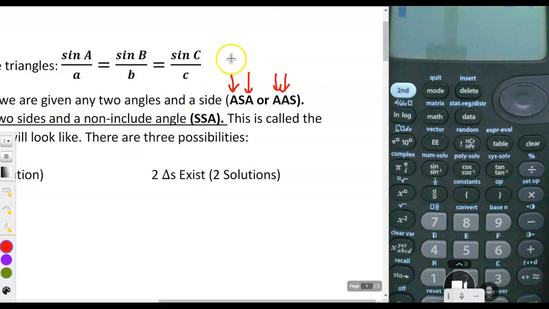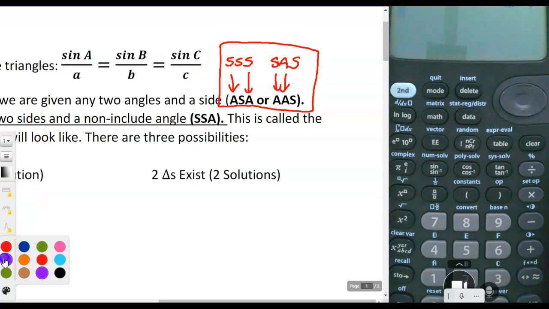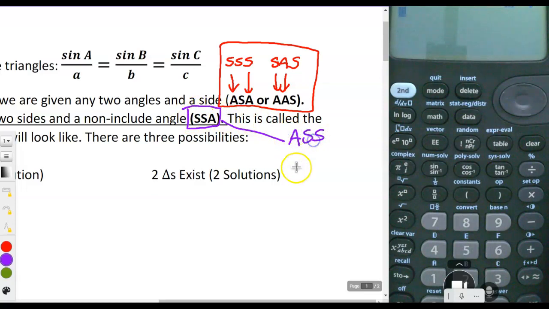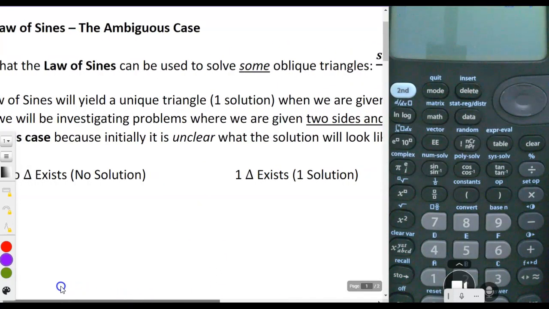If you might remember, with law of cosines, we did side side side and side angle side. And back in geometry, those were the 4 triangle congruence theorems that existed, right? There's 4 of them. But there's another case where you can use the law of sines, and that's for side side angle, or some people prefer angle side side. This was never a triangle congruence theorem for a particular reason, because in certain circumstances you could have 2 solutions, or 1 solution, or no solution.